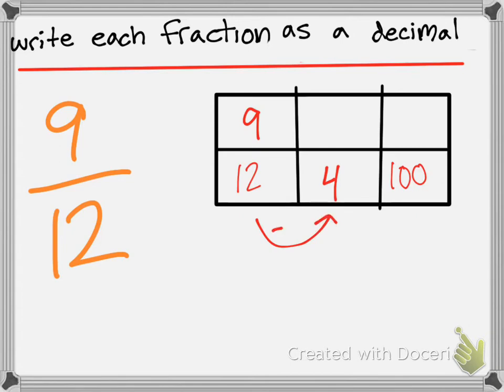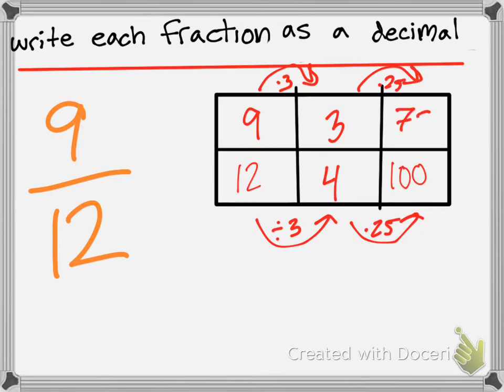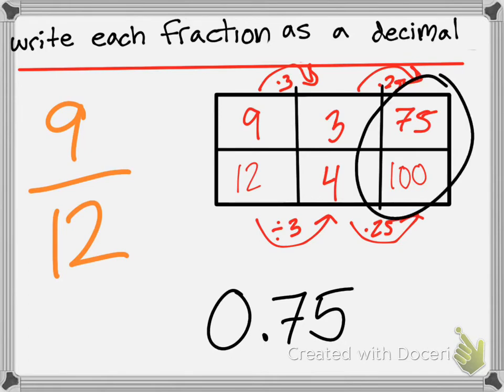So to go from 12 to 4, we divide by 3. To go from 4 to 100, we multiply by 25. Here I divide by 3, I get 3. I multiply by 25, I get 75. But how would I write that as a decimal? What would that look like as a decimal, Lennox? It would be 0.75. Perfect. 0.75, or as we see it here, 75 hundredths.